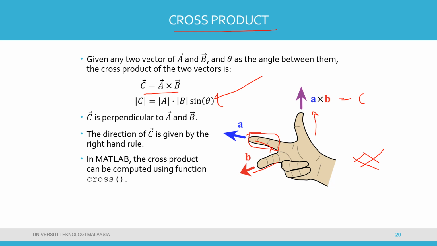Okay, the angle between A and B is theta. The magnitude is highest when A and B are perpendicular. So you have A and B here. If it is perpendicular, the magnitude of C is the highest. If A and B are parallel, the magnitude of C will be 0.